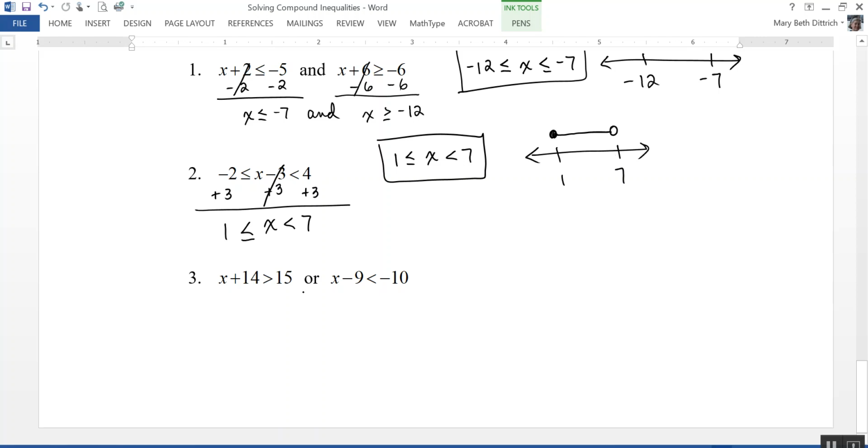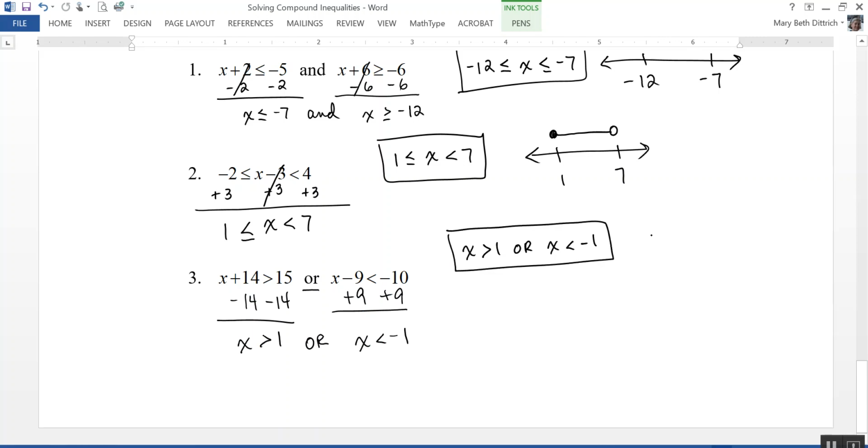And our last inequality is actually an or inequality, so I need to make sure that I have the word or in my answer. So solving each part separately, I'll subtract 14 on each side, and that's going to leave me with x is greater than 1, or adding 9 to both sides of this one, x is less than negative 1. So x is greater than 1, or x is less than negative 1.